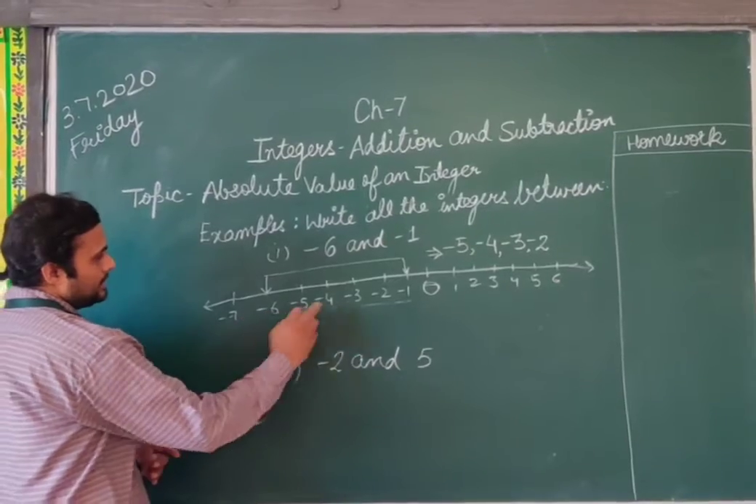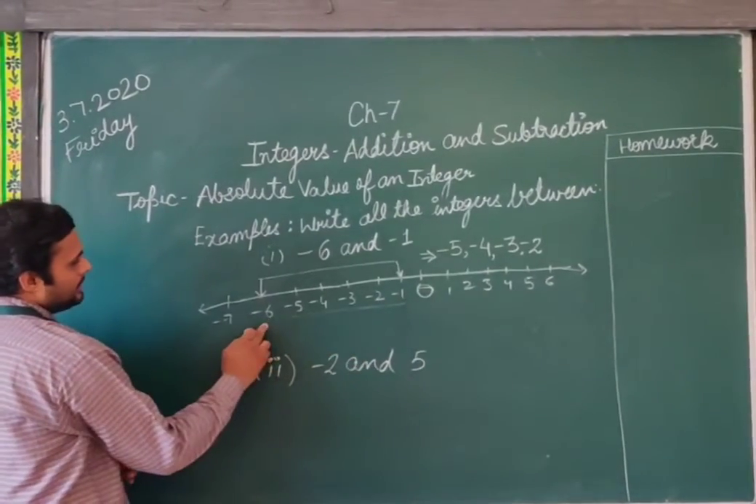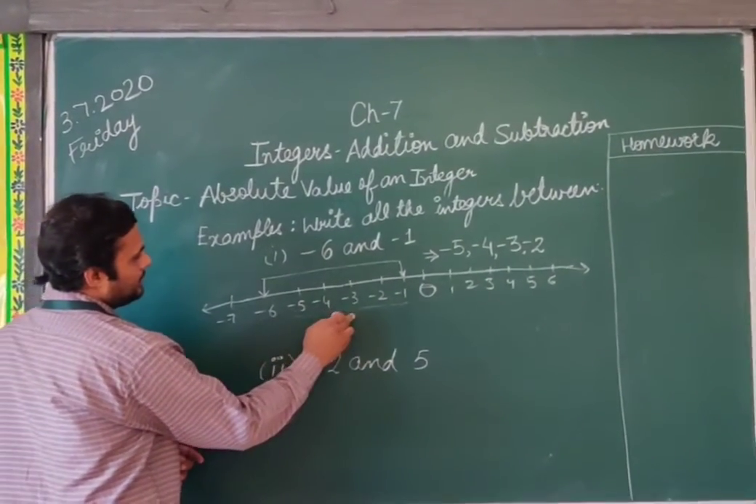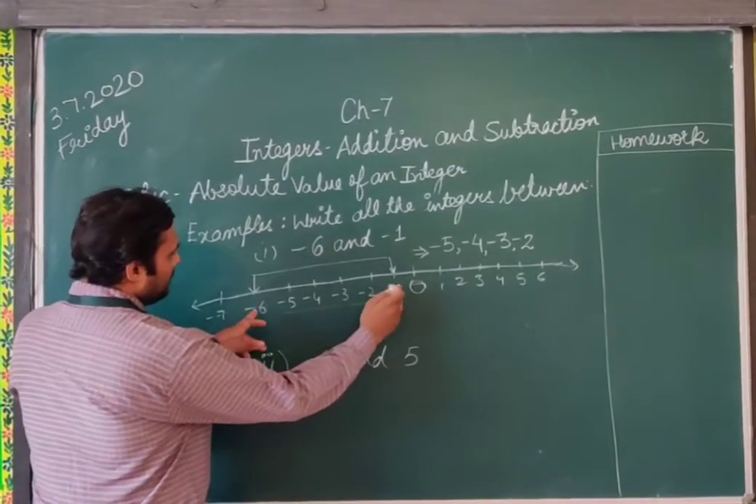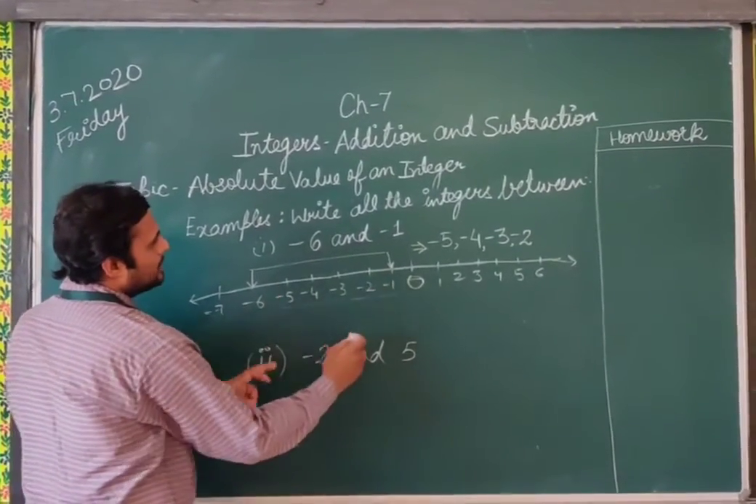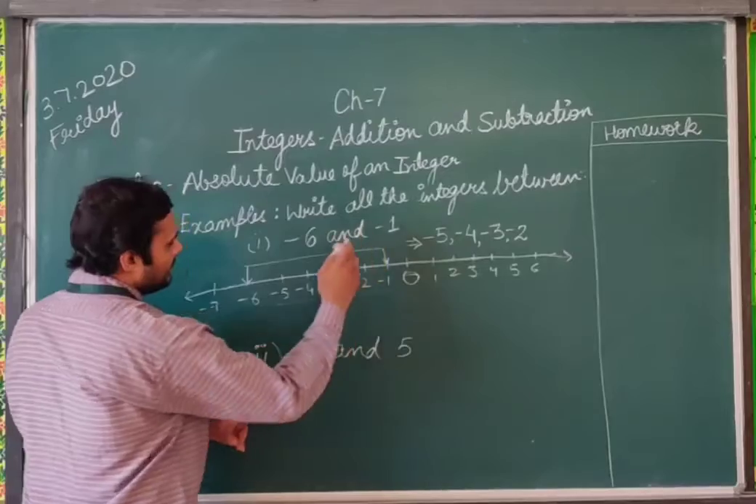Have you seen this, -6 and -1? -6, -5, -4, -3, -2, -1. Between these are the numbers which lie between -6 and -1.